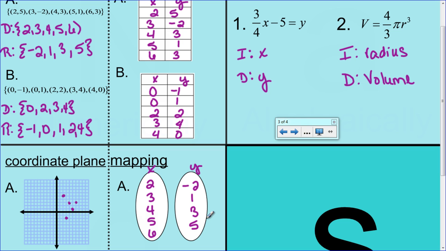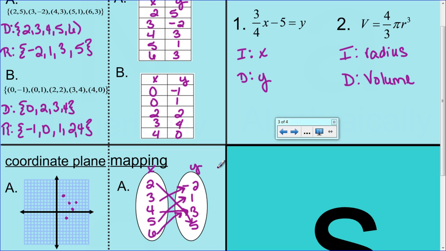And now all I'm going to do is take arrows and draw arrows from the x's to the y's that they match up with. So you will see that the 2 matches up with the 5. So I'm going to draw an arrow that shows that this 2 goes with that 5. Then the 3 goes with the negative 2. So I'm going to show my 3 goes with the negative 2. The 4 goes with the 3. The 5 goes with the 1, and the 6 goes with the 3. So I have 2 arrows going to the same place, which is totally fine because that means a y value repeated and it's all okay.